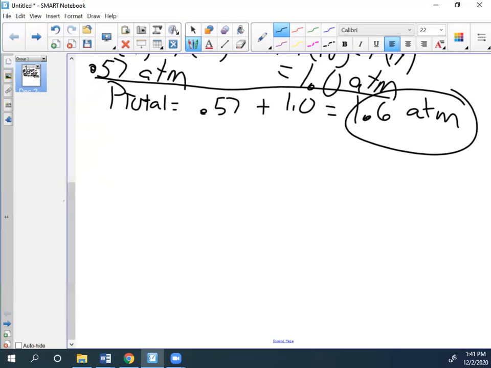That's Dalton's law of partial pressures. Okay, now that one was probably one of the more difficult ones that we had to do with this. The last example I want to work is talking about water vapor.